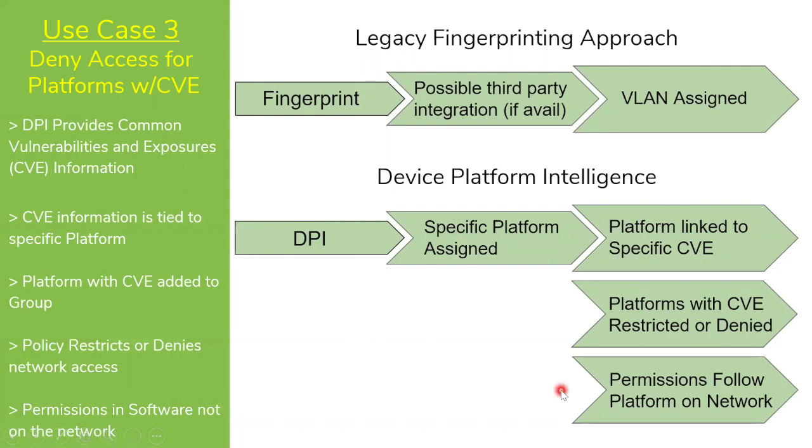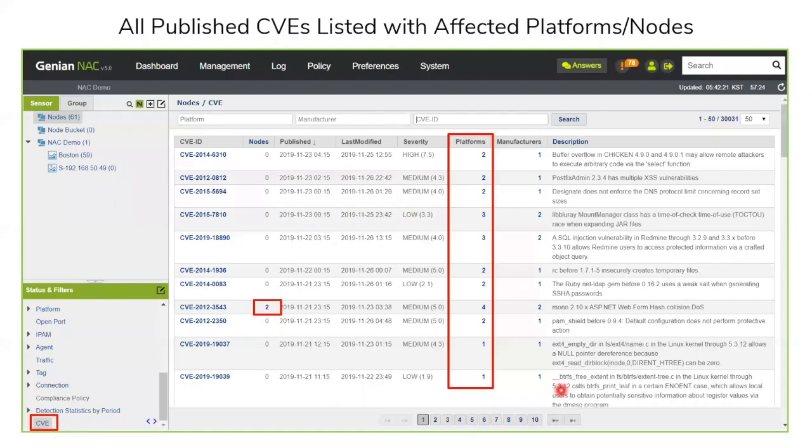That's the common theme. With Genie and Znac, you're going to leverage device platform intelligence to actually know any and all CVEs that are published and whether the nodes on your network are affected. So every single CVE that gets published will be listed. You can determine whether or not any nodes are applicable, and then you can drill down and take action.